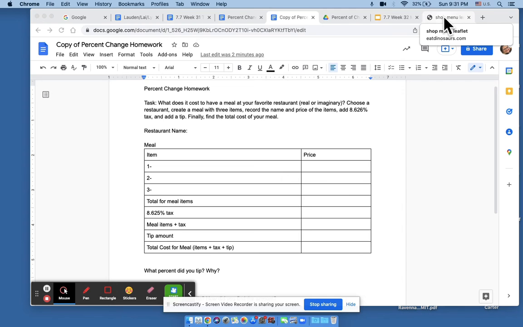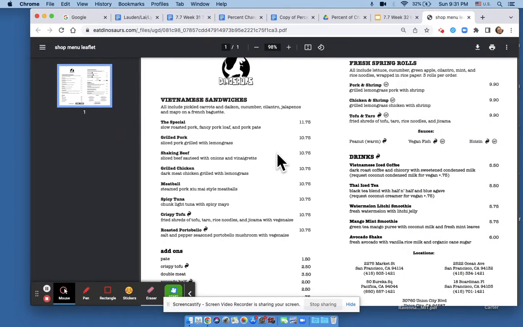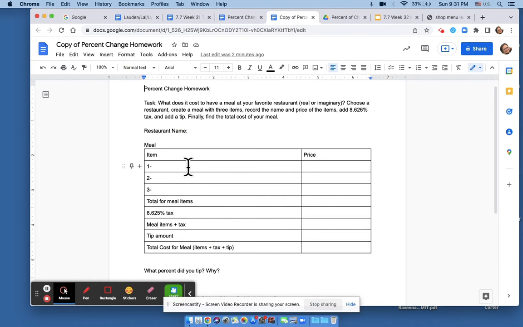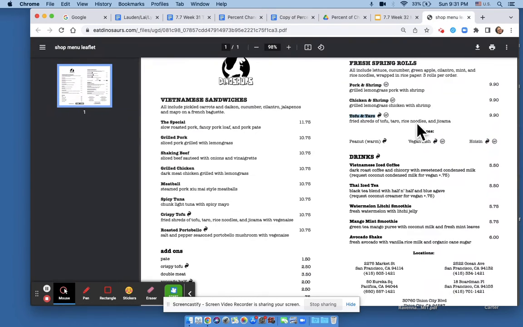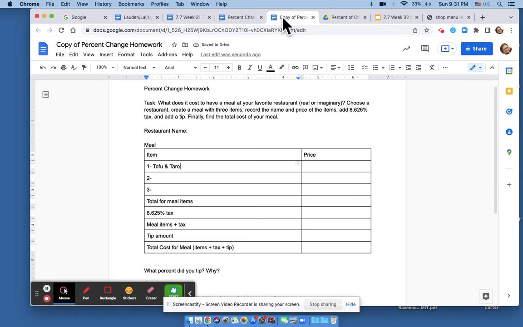All right, so the restaurant I'm choosing is Dinosaurs. It's right down the street from our school. It's delicious if you haven't been there. My three items that I'm going to choose are the fresh spring rolls. I like the tofu and terra spring rolls. So I'm just going to copy that, put it in here as my item one. How much was that? That's $9.90.